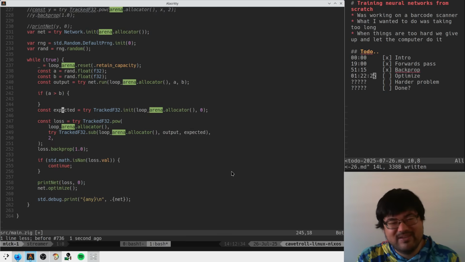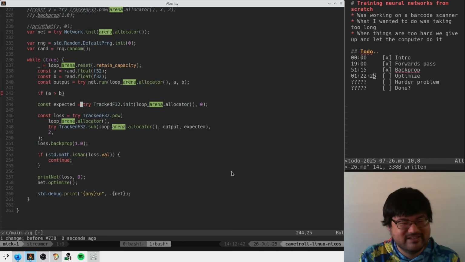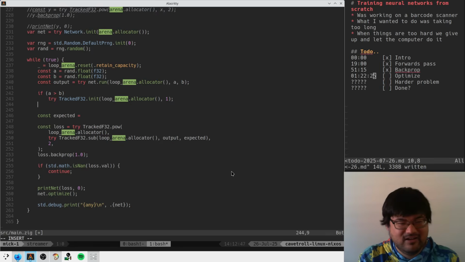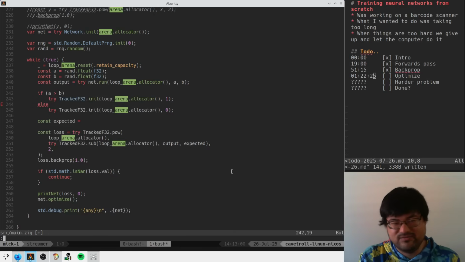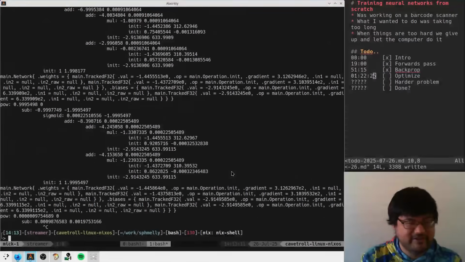So if A is greater than B, we should be like, I guess just like this. If A is greater than B, 1. Else 0. And then if A equals B, let's just, it's fine. It's fine. Good eye. Good eye. Obviously, that was stupid. Now, the question is, do we still converge at all?